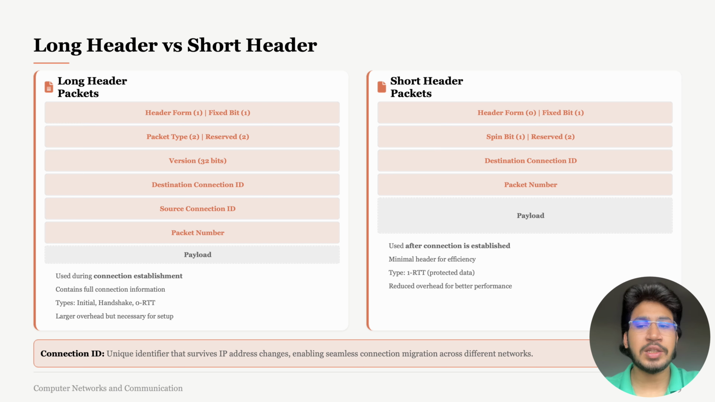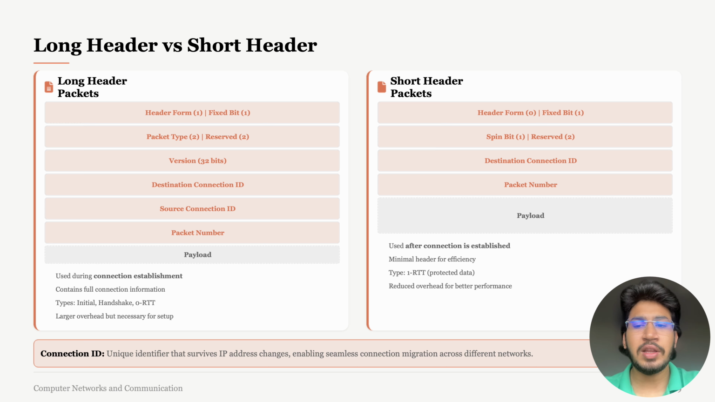At the start of the connection, it uses the long header packets because more information is needed at the start. This includes things like connection IDs and the version information. As you can see, there is the header form bit, the fixed bit, the reserved bits, and the packet type bits. After that, there is the version field, which is 32 bits. After that, there are the destination connection ID, source connection ID, packet number, etc.